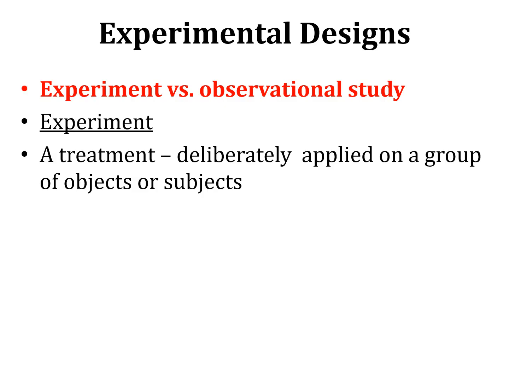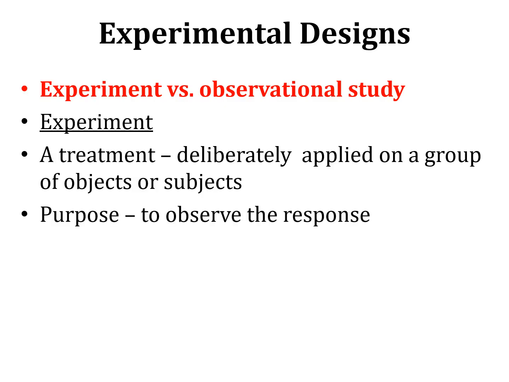So why do you apply these treatments? To see a response. The purpose of applying these treatments is to observe the response to these treatments, right? So you have your group of objects or subjects on which you're experimenting. You deliberately apply a treatment on those subjects, and then you see the response, that is, what the response is to the specific treatment that you had applied.